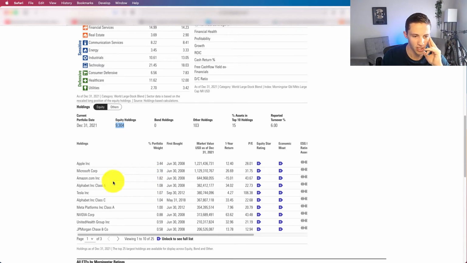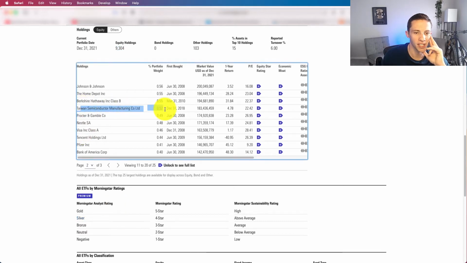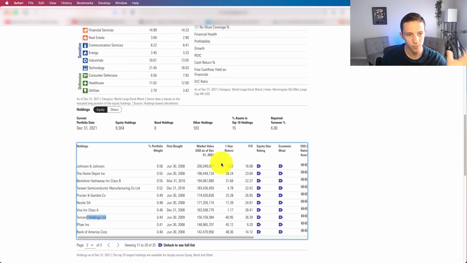So where do we get our first international stock? These are looking all pretty standard, right? Pretty standard US stocks in the top 10. Here we go. Taiwan Semiconductor is going to be the first holding that is non-US equity. And then Nestle, and then Tencent. That'll be 3 of them in the top 20. So yeah, those are the companies that you get exposure to, and you're getting exposure to international markets.